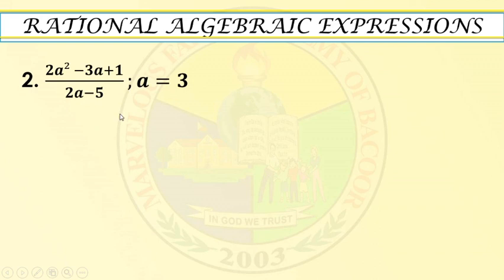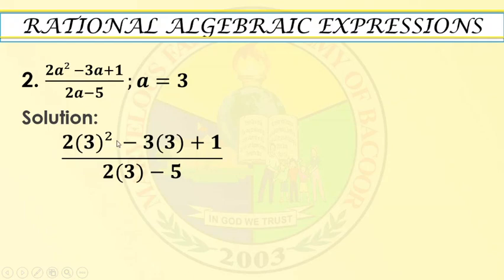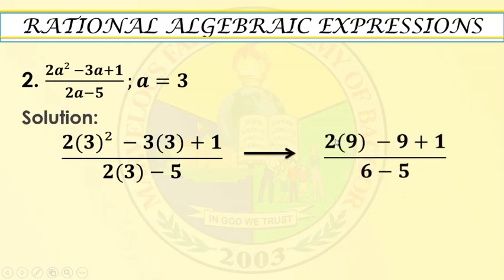Next, example number 2, 2a squared minus 3a plus 1 over 2a minus 5, where a equals to 3. Okay, so let's substitute all the values of a equals to 3. Okay? So 2 quantity 3 square minus 3 times 3 plus 1 over 2 times 3 minus 5. Okay? So ang gagawin muna natin, simplify muna yung exponent. Okay? So it becomes 3 square, the answer is 9. Minus 3 times 3, the answer is 9 plus 1 over 2 times 3, the answer is 6 minus 5.